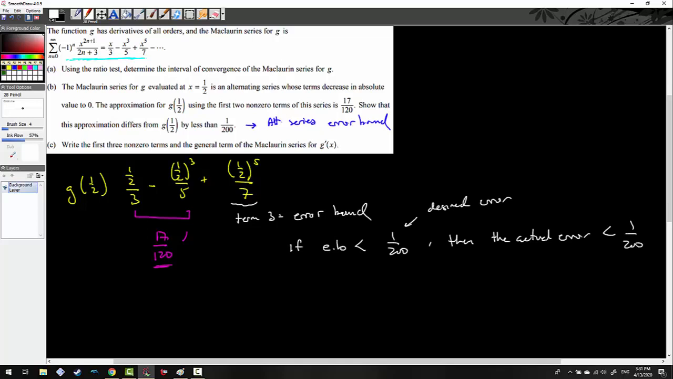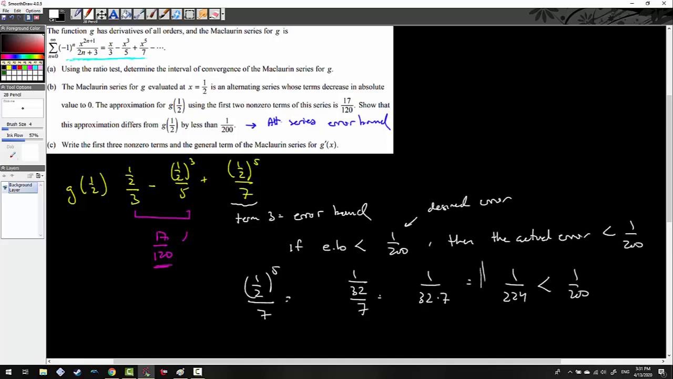Okay, so let's find out what this error bound term's value actually is. Well, that's going to be 1/2 to the 5th over 7. Well, that's going to be 1 over 32 over 7, which is 1 over 32 times 7. Now if you actually take the time to calculate this, this ends up becoming 1 over 224, which actually is less than 1 over 200.